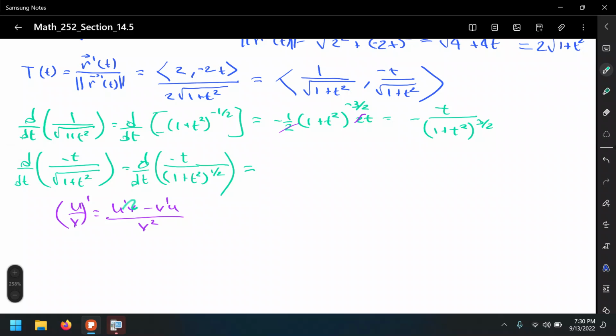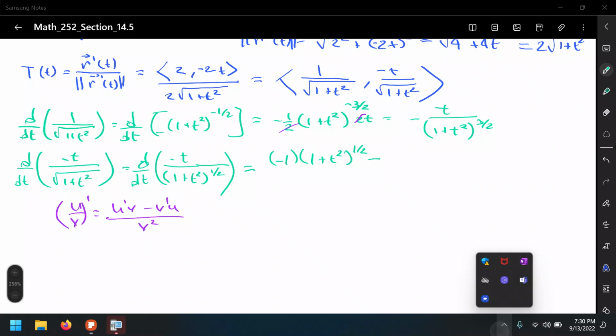All right, so u prime, that's negative 1. All right, so that's a negative 1 times the denominator without doing anything, 1 plus t squared to the 1/2 minus the derivative of the denominator, which requires a chain rule.